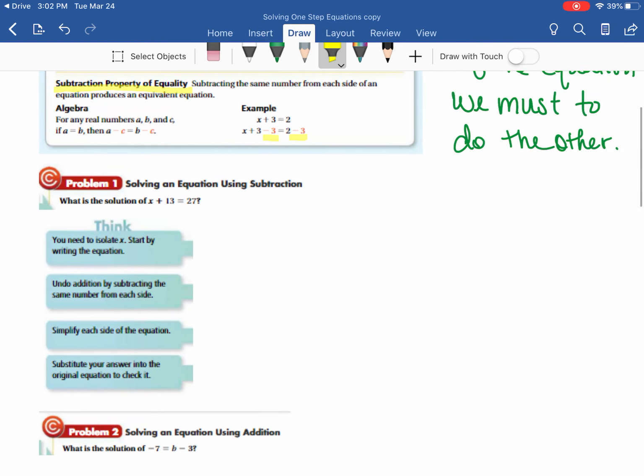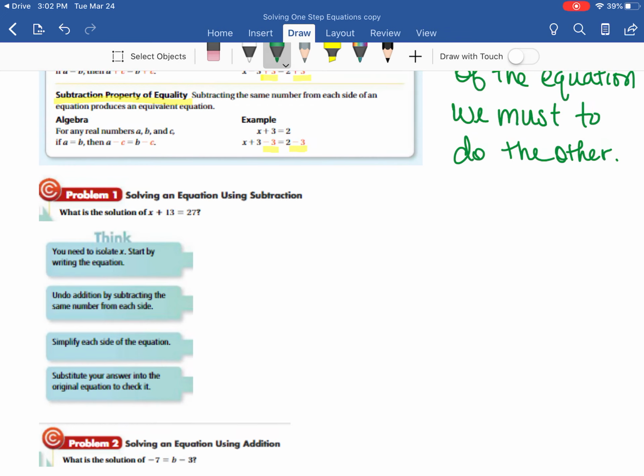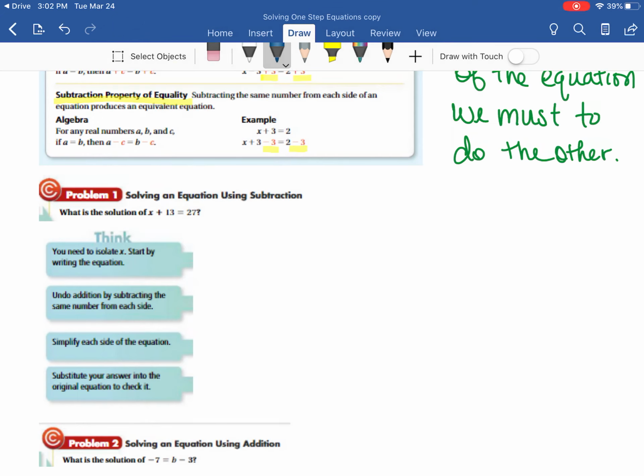Well, let's take a look at that. So we want to find the solution to, okay, I got some cool options here. We won't do some of those right now. We might play with those in a little bit though. So what is the solution of x plus 13 equals 27? So the first thing I need to remember is that I need to isolate x. I want to get x by itself.